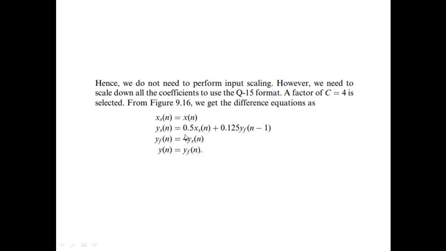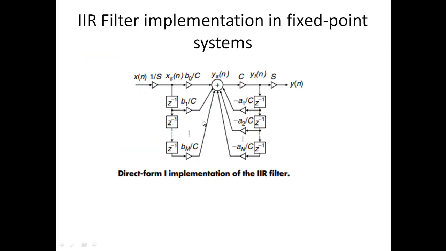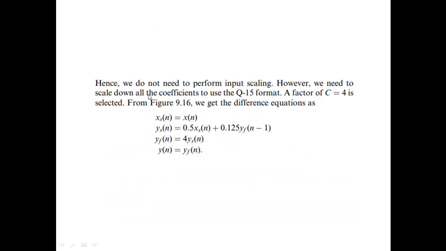How do we do that? We have to go back to our generalized figure again. This figure 9.16 is actually this figure. Since I copied it from the DTAN textbook, I just took the screenshot there. Now, what is xs of n? xs of n is x of n by s, and since s is 1, we did not do any scaling down operation. So xs of n is x of n.